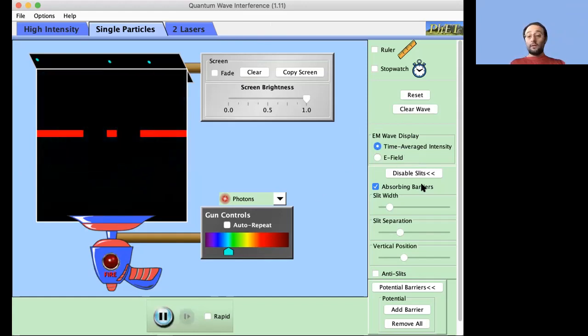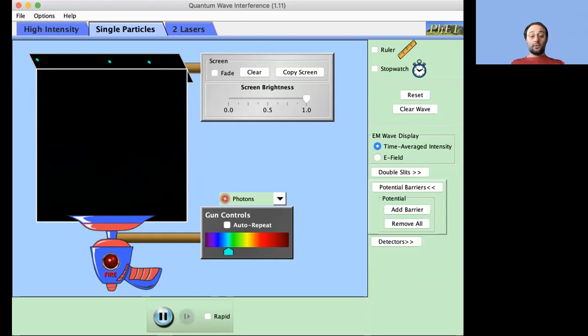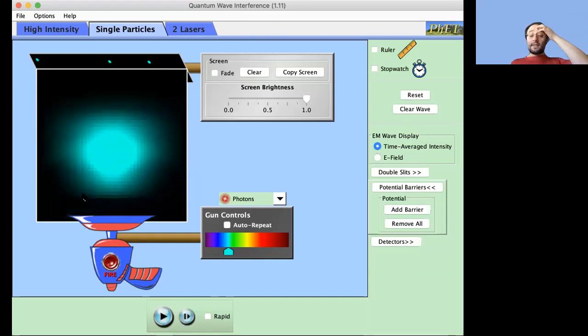I can remove the slits. I can just shoot a single photon. So this, again, this glob, this is not a photon. This is the wave aspect of the photon. For photons, the wave aspect is the electric field. The square of the magnitude of the electric field is intensity. In the wave-particle duality, the intensity is what gives us the probability of where the photon is going to be found when we try to make the position measurement.